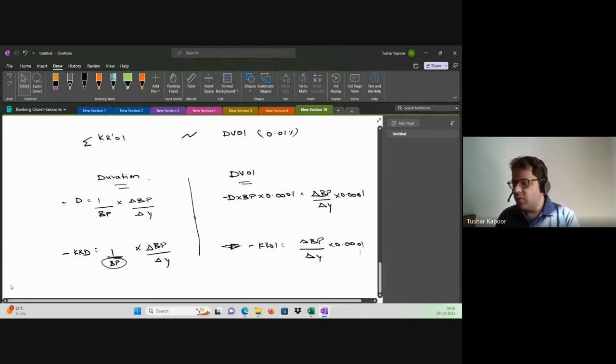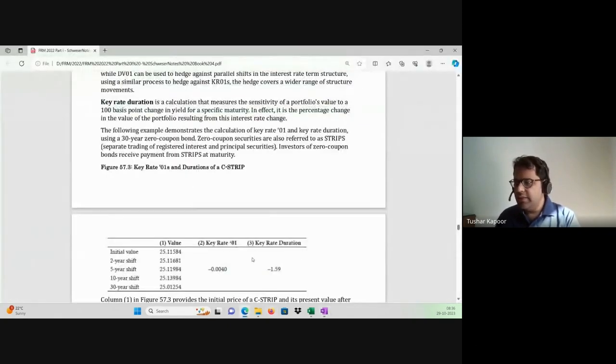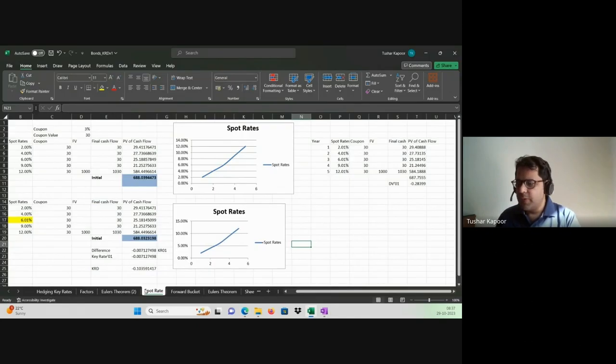Now, for an understanding of that, think of it this way. What is a KR01? If I were to change the yields, I see that here. So if I have the coupon rate as 3% for the security and the coupon value being $30, that is where I calculate the cash flow, and that is where the initial cash flow looks like this, right? And these are the spot rates that go with it, which have been used for discounting here.